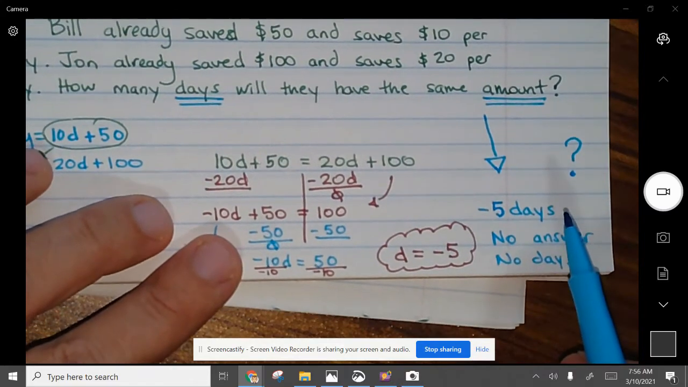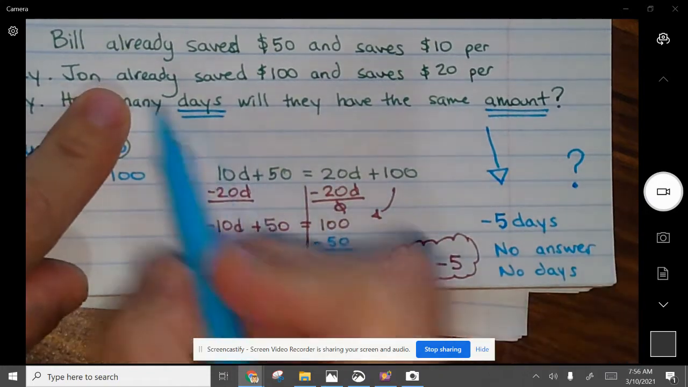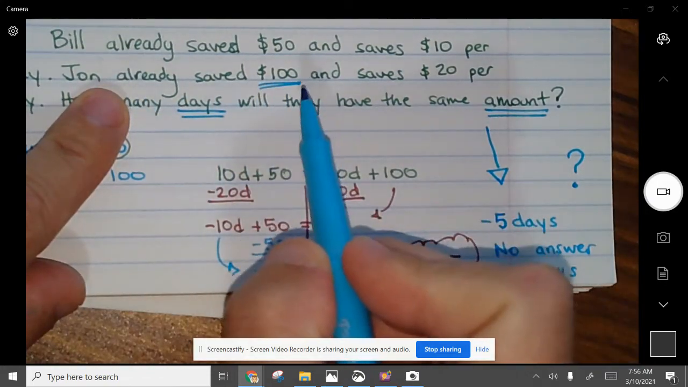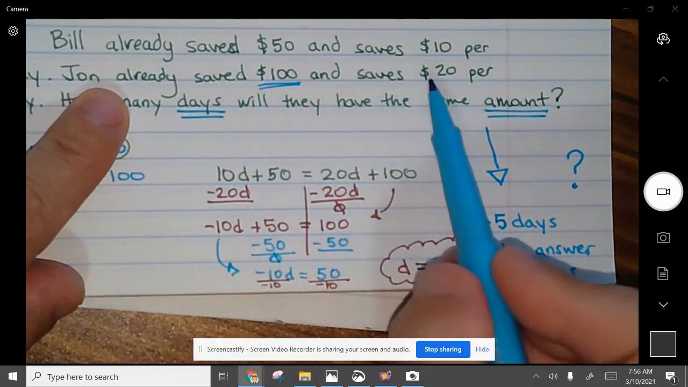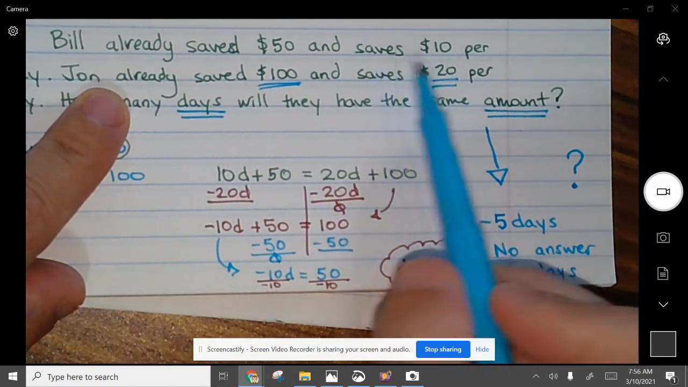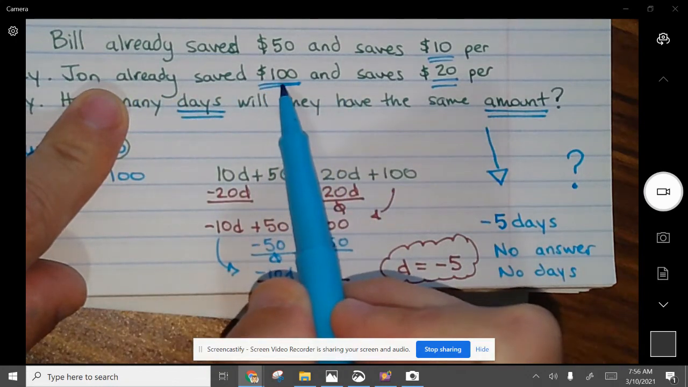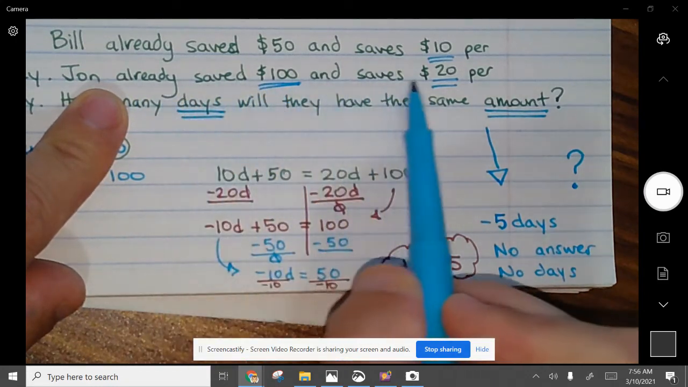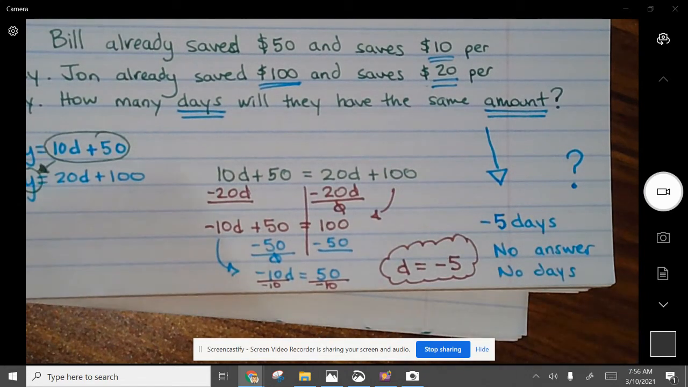And the reason for this, if you really want to look at the problem, is that John already started with $100 in his account compared to 50, right? And John's also putting more money away than Bill. John's got more money to save initially, right away, and more money saving over time. So there's never going to be a time frame where they're both going to have the same amount of money.